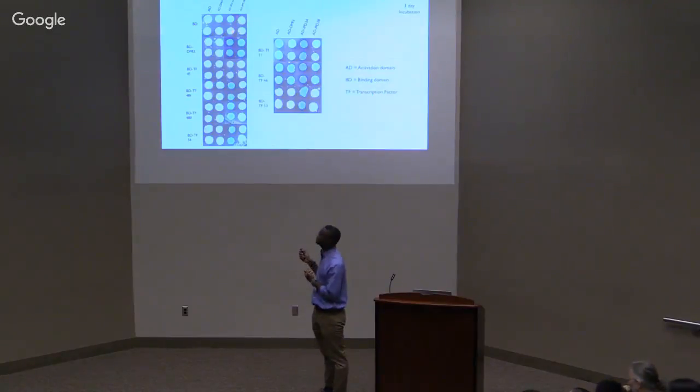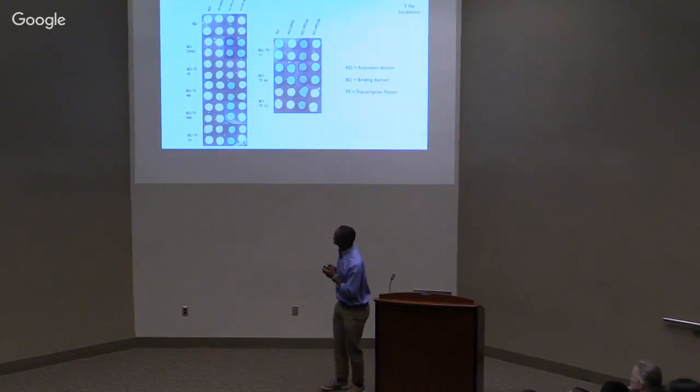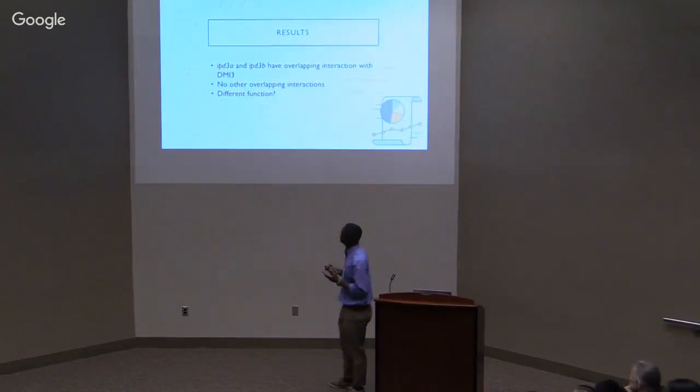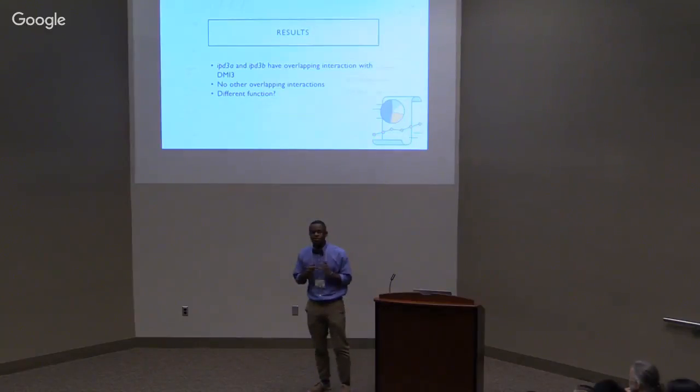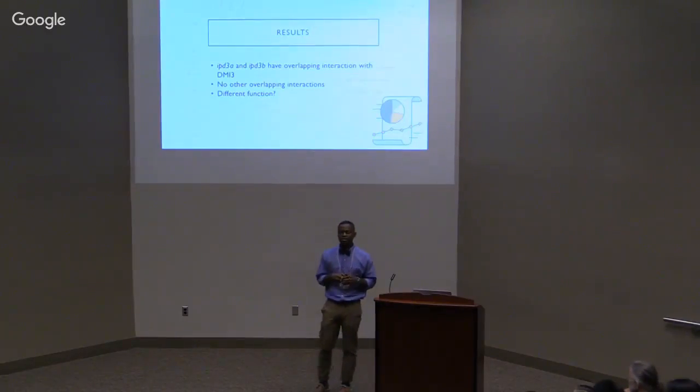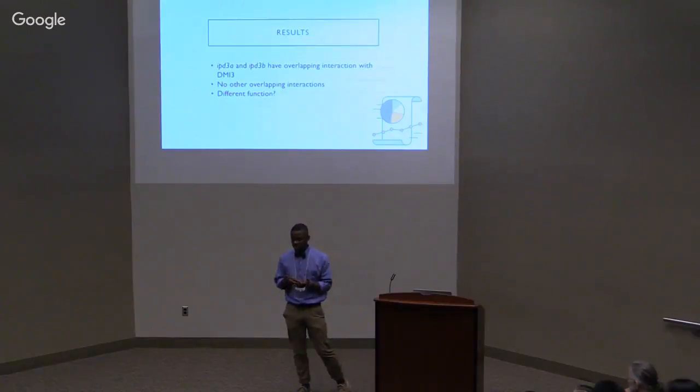But interestingly, we see that IPD3B also interacts with DMI3. This is cool, but other than that, there were no other overlapping interactions between the two genes, as seen here. So just to recap, IPD3A and B both overlapped in interaction with DMI3, but beyond that, there were no other interactions. So this seems to suggest that IPD3B may function differently than IPD3A.